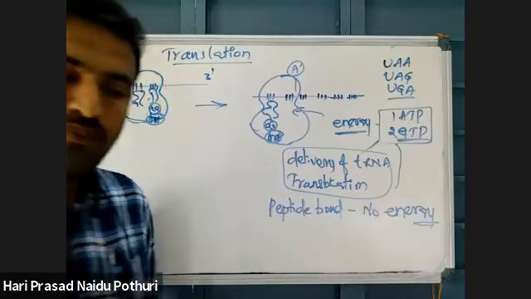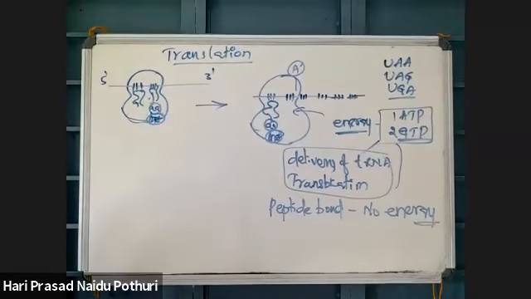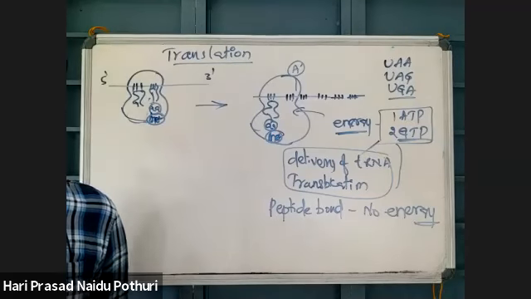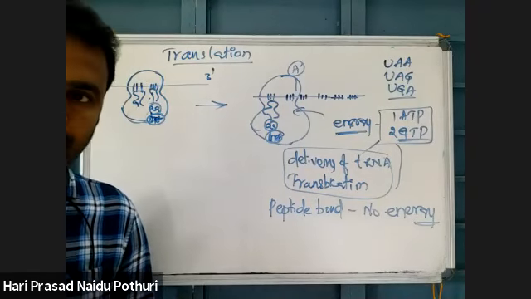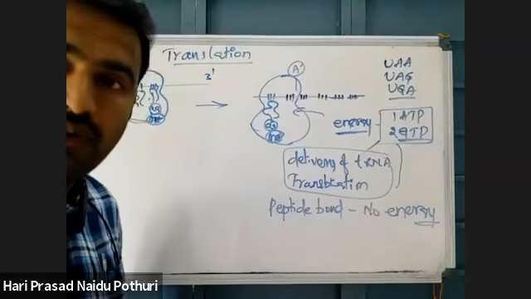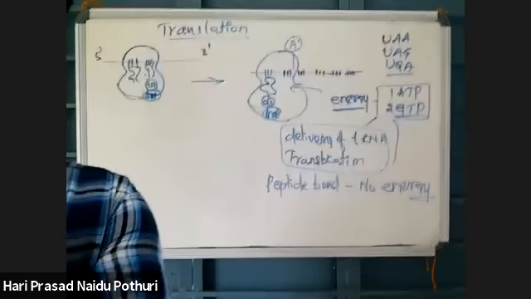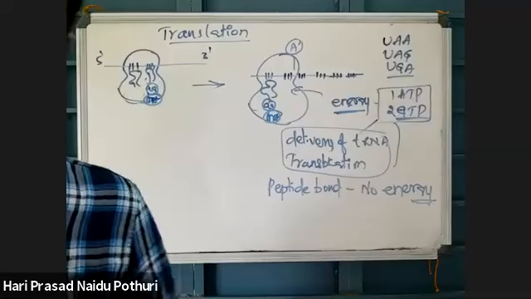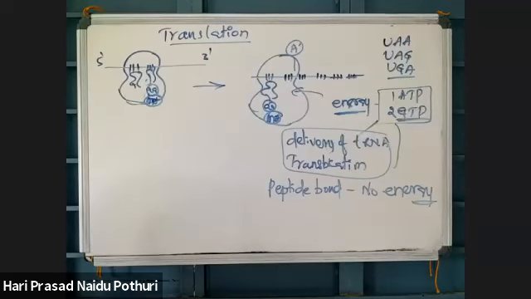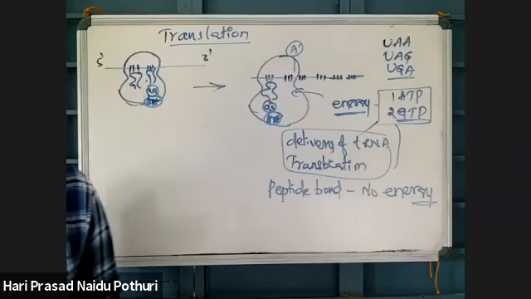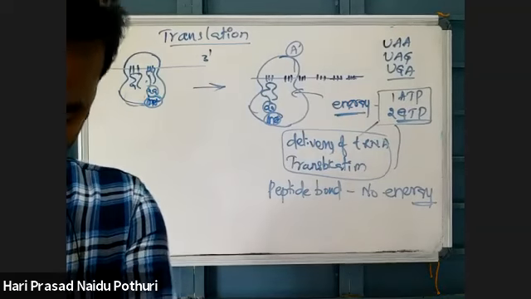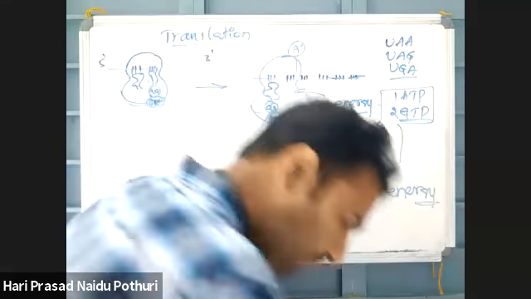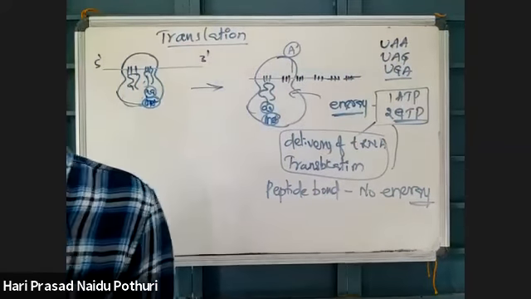Elongation of protein chain takes place by the formation of peptide bonds between amino acids, as ribosomes move along the mRNA.